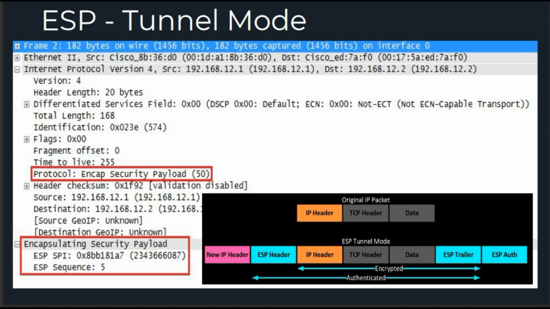ESP in tunnel mode. In Wireshark we can see that the output of what we captured is similar to transport mode. The only difference is the new IP header added in tunnel mode, and you don't get to see the original IP header.